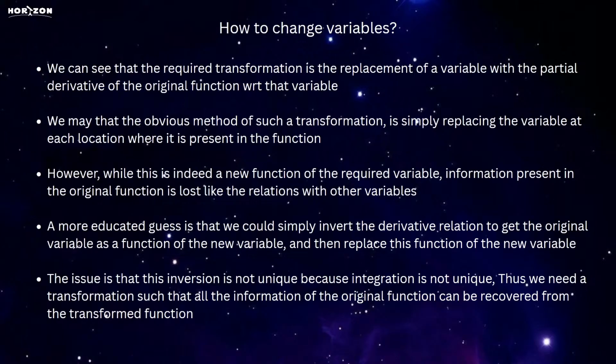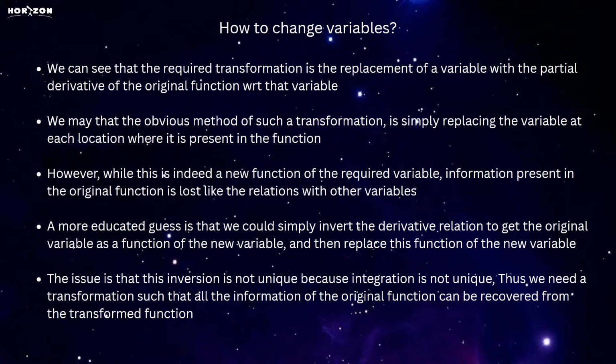So instead of writing the function as being dependent on x, y, or z, I want to write the function as being dependent on the partial derivative of the function with respect to that coordinate. So suppose I want to eliminate x, I want to write the function in this transformation as f of del f by del x, y, z. So that is pretty much the objective of making a change of variables.